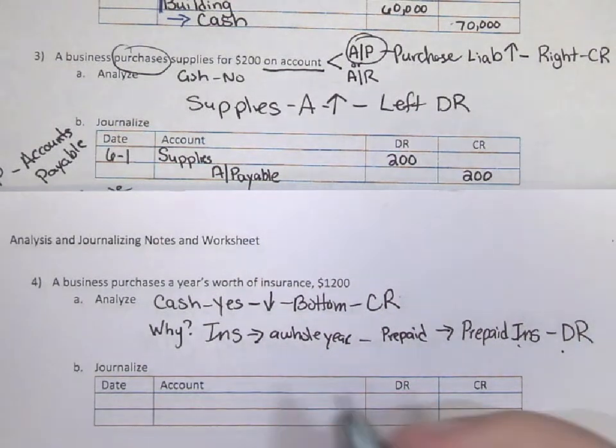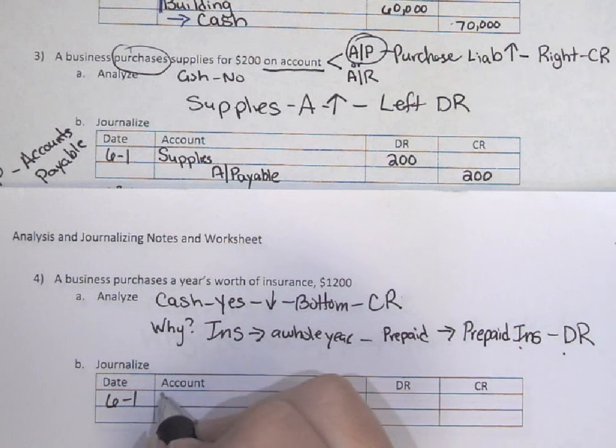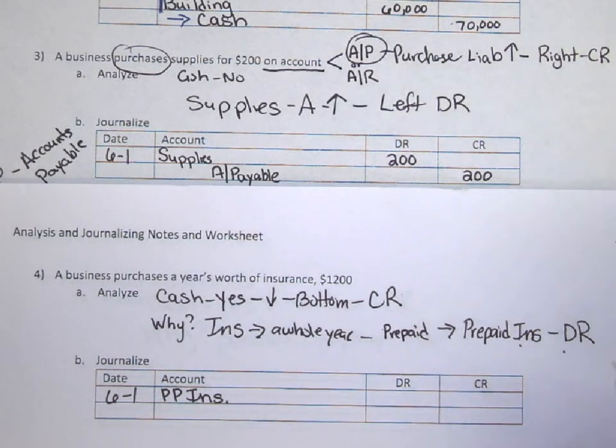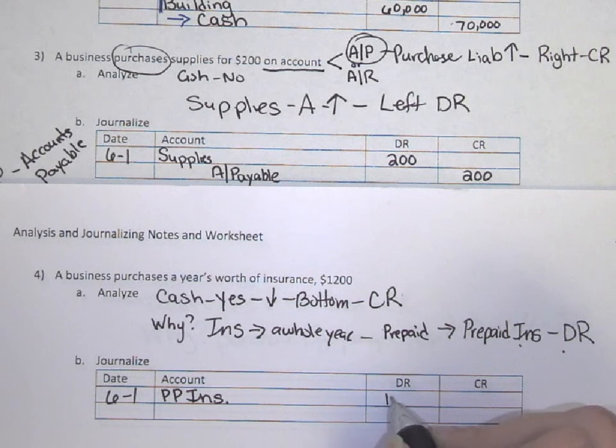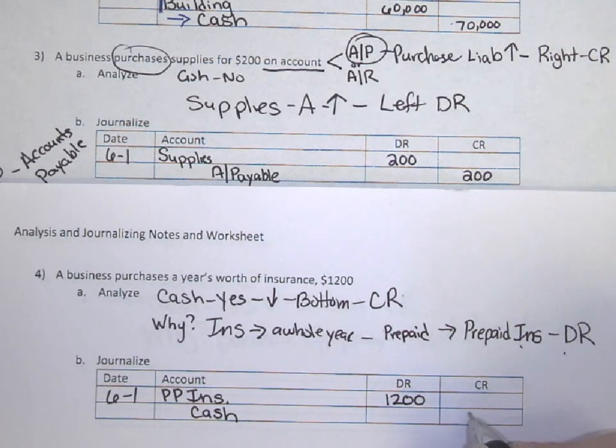So we come in, we put 6-1. Our debit account is prepaid insurance. So I would put the prepaid insurance out. That is $1,200. The other side of this is going to be that cash. So I indent over, put cash, and in the credit column, I would do the $1,200 for that particular journal entry.